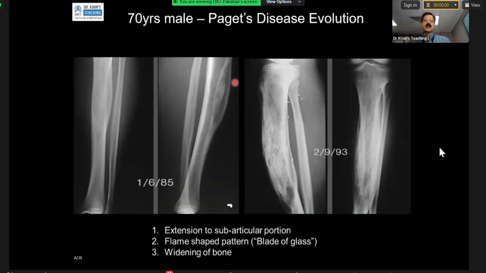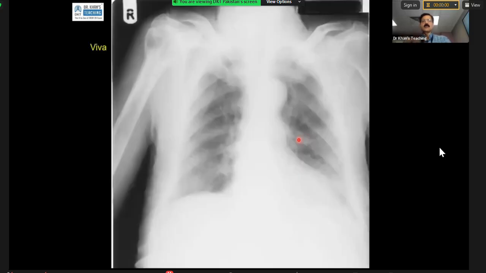Now, look at this from ACR, American College of Radiology. This is 1985, and this is lucency in the cortex anteriorly, and how it has become more coarse. As the time goes, it has become thick, coarse, and there is a bit of bowing of bone also. What is the interval? 8 years. In 8 years, this is what has happened.